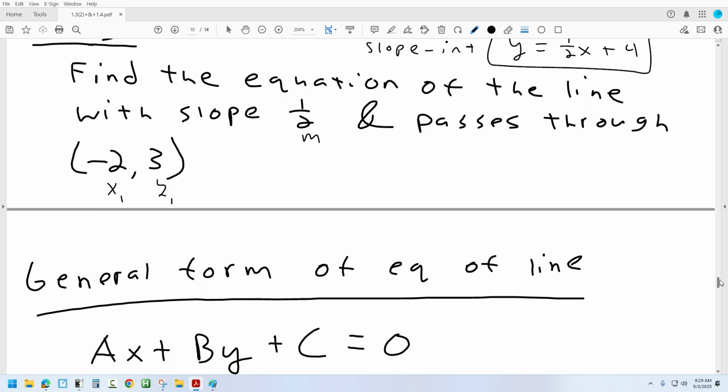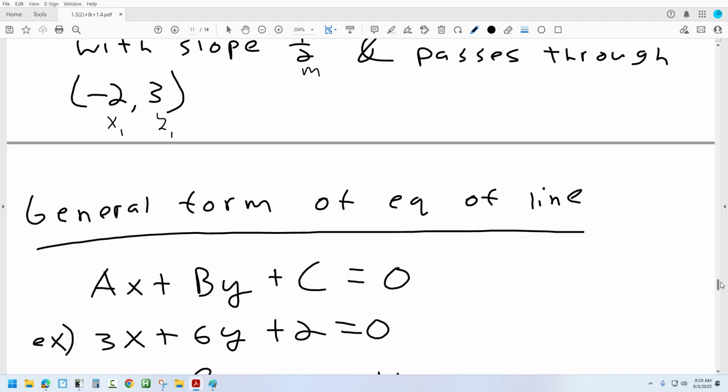Now, there is a third way, and that's called the general form. We use something that looks kind of like this more when we do quadratics. We get them equal to 0. We don't do it as much with lines. But if you put everything on one side and get it equal to 0, that is called the general form.